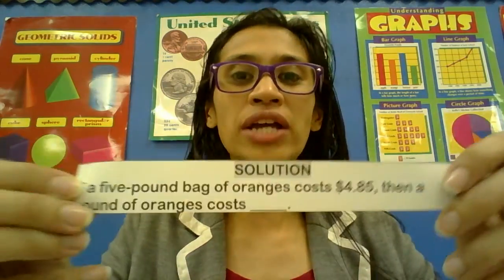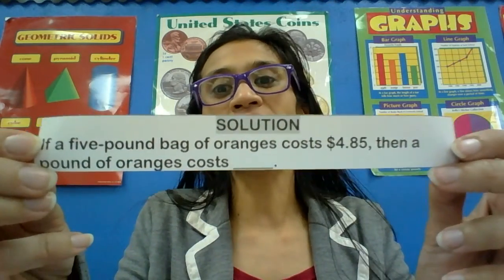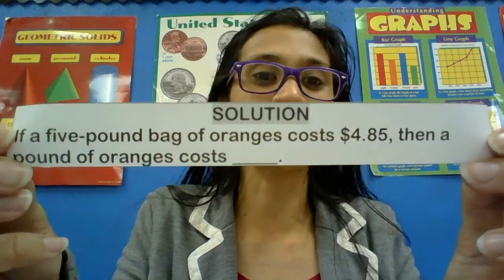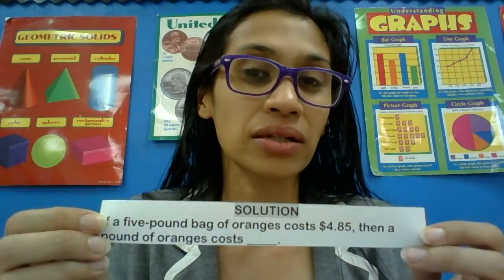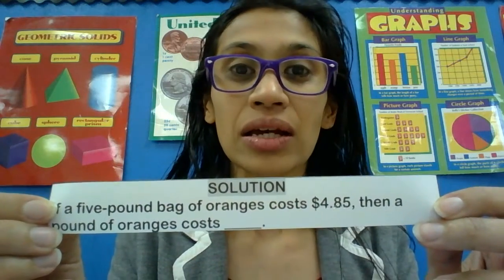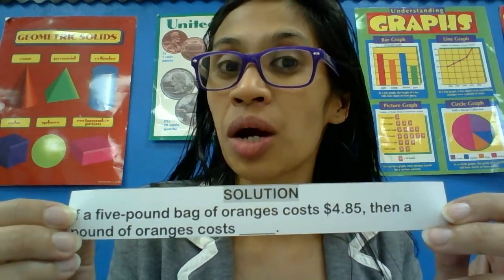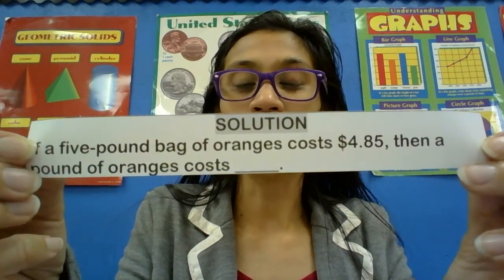When you're done finding your answer, make sure you write your solution in a nice complete sentence. If a 5-pound bag of oranges costs $4.85, then a pound of oranges costs blank. You do not have to write my sentence exactly, but make sure that you write a good complete sentence. Bam, can you see that? All right, remember, again, if you need to pause the tape, pause the tape. And when you're done with that, you're done.